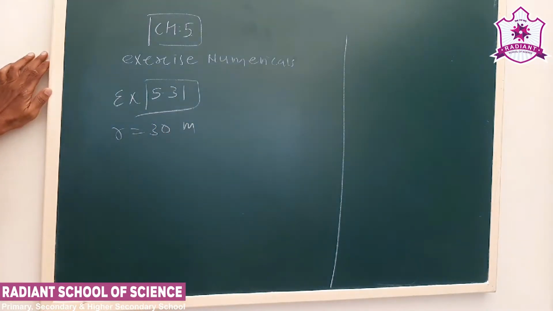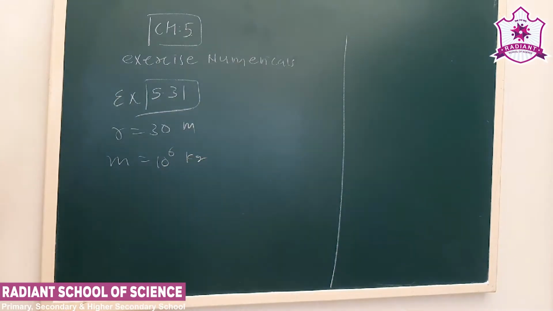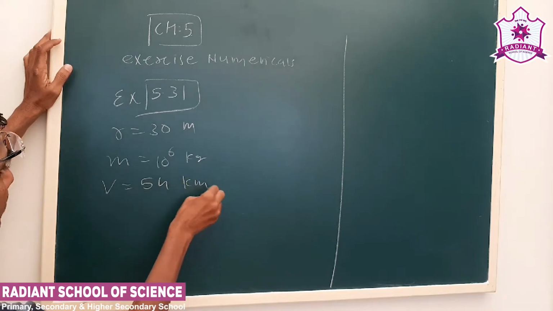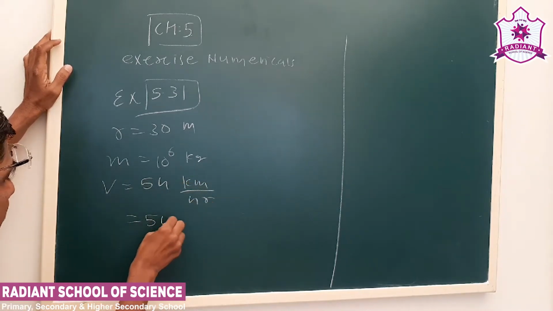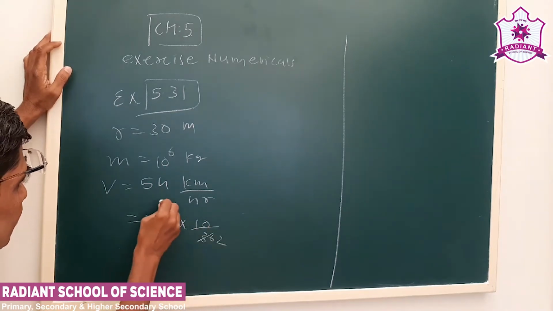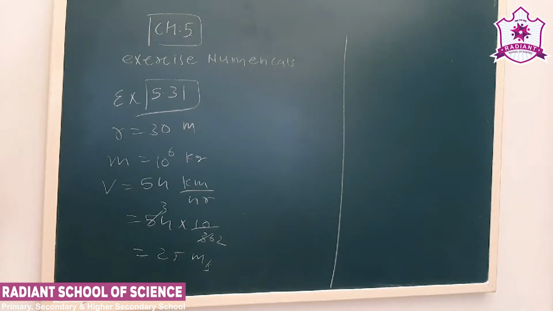Mass of the train is 10^6 kg. Speed is given as 54 kilometer per hour. What should be the angle?